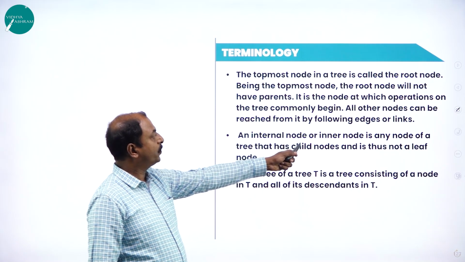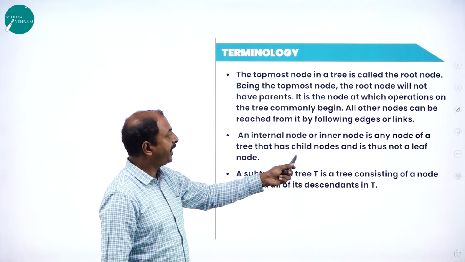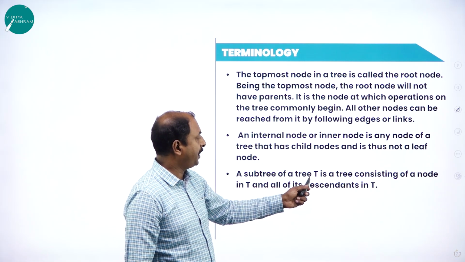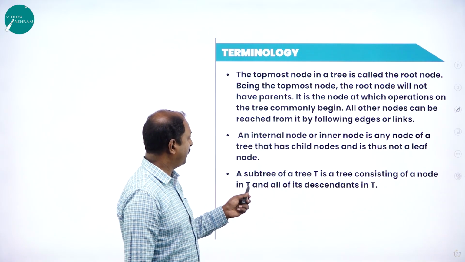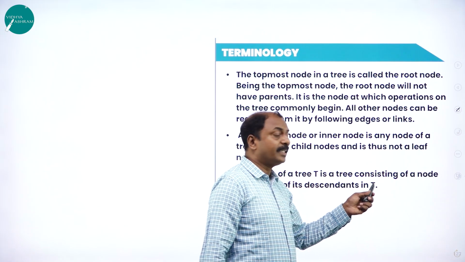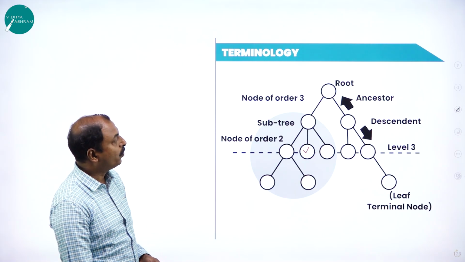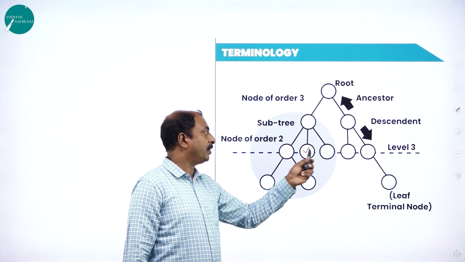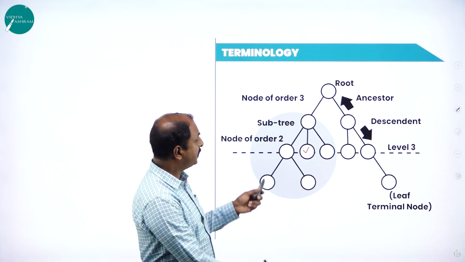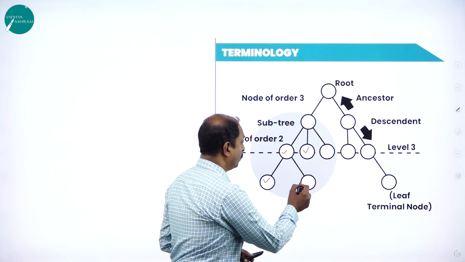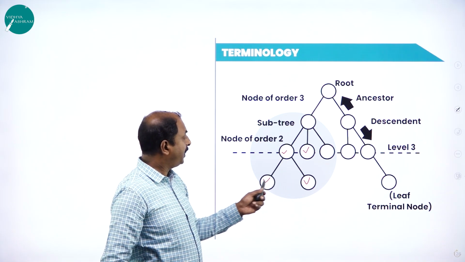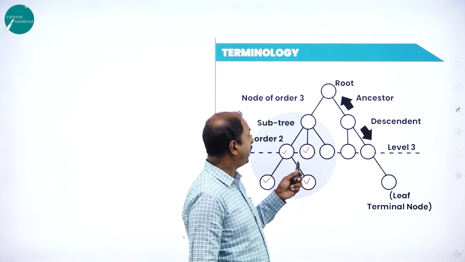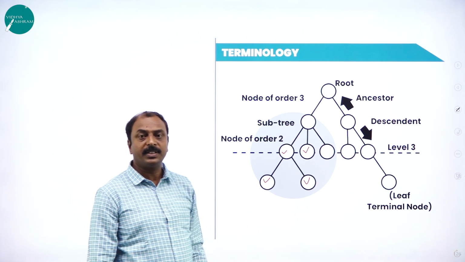Here, the internal node or inner node is any node of a tree that has child nodes and is thus not a leaf node. Now let us see the next definition, a subtree. A subtree of a tree T is a tree consisting of a node in tree T and all of its descendants. For example, look at the diagram here. A subtree is a node that can have a number of child nodes. In this example, consider this node and these three nodes. This is a subtree because these two are the child nodes and this is the parent node. So a subtree must have an ancestor as well as descendant nodes. That is the definition of subtree.